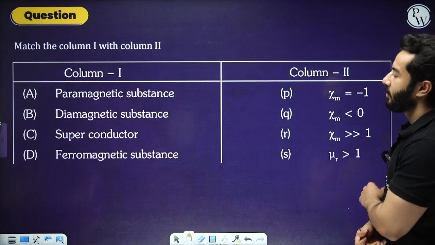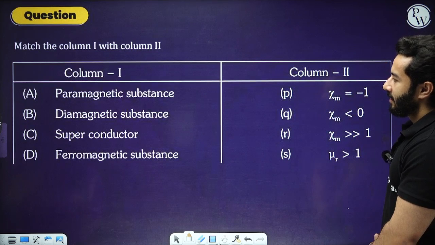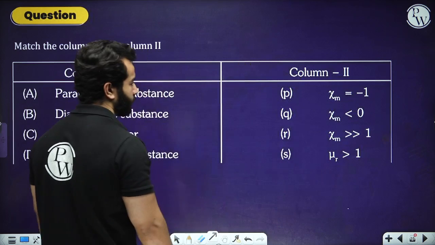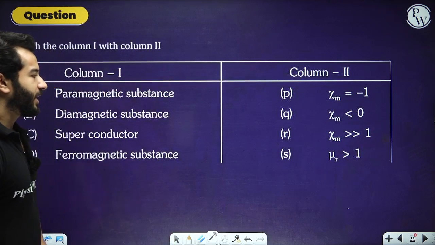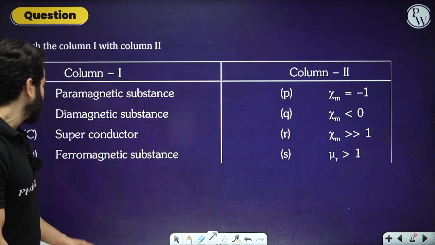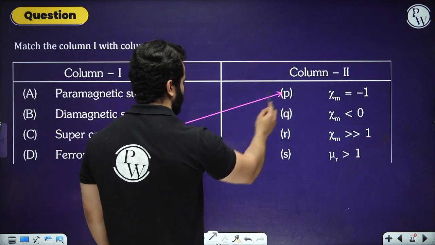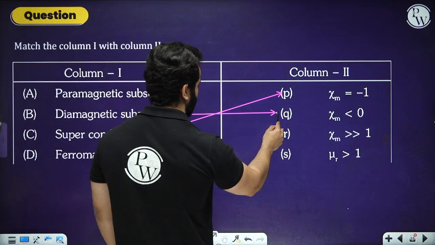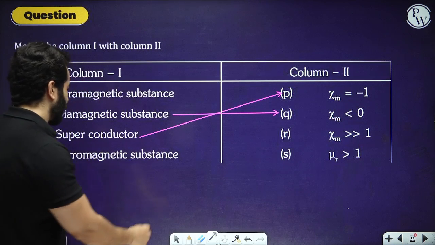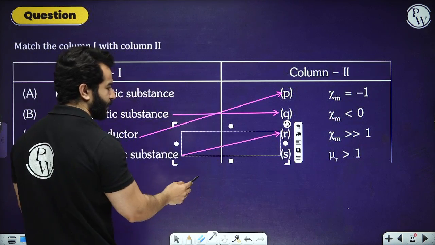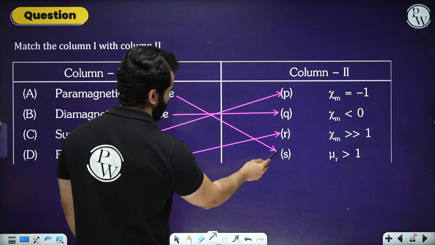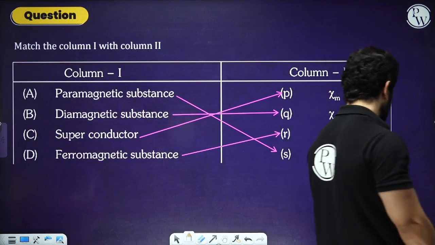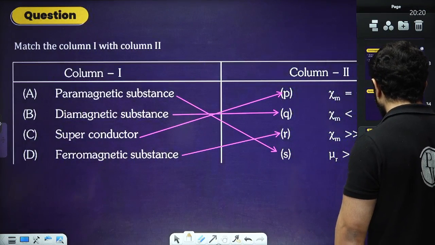to another question. Match the column. This says paramagnetic susceptibility. One is for superconductors, right? A diamagnetic substance has magnetic susceptibility less than 1. A ferromagnetic substance has magnetic susceptibility far greater than 1, and this one is when relative permeability will be greater than 1. Hopefully everything is clear, right? So with match the column we have revised many things.